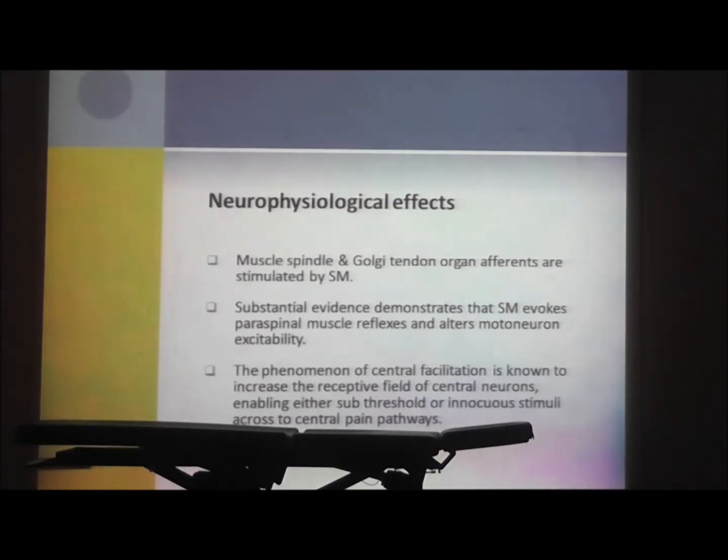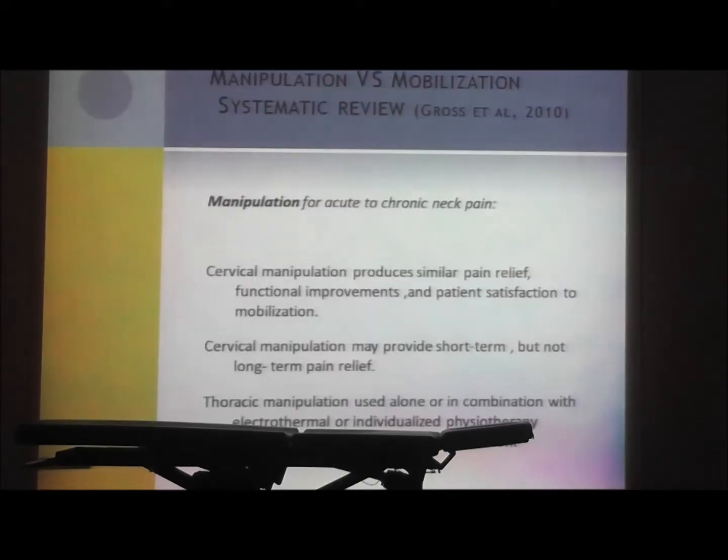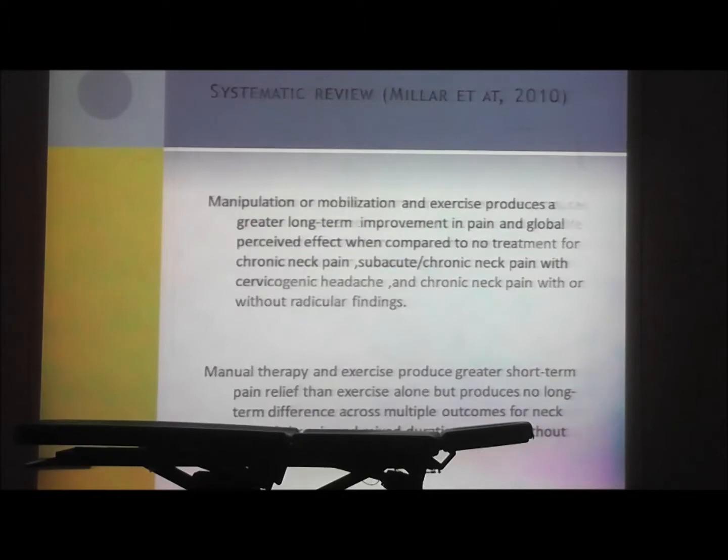Also, the phenomenon of the central facilitation is known to increase the receptive field of the central neuron, enabling either subthreshold and exostimuli across the central spine pathway. And also we can talk about this one. It means that if there is a problem with the spine, if there is a huge pain, we can activate what we call A-alpha, which usually enhances and breaks down the way of the C fiber. That's what we call the pain gate theory.